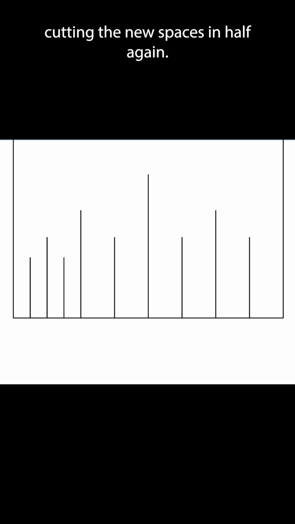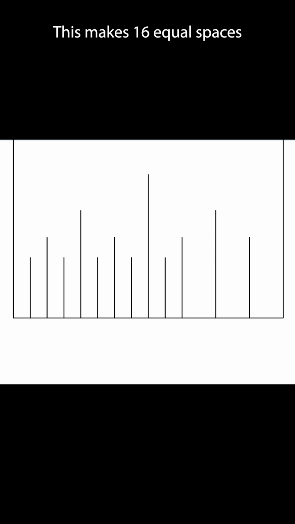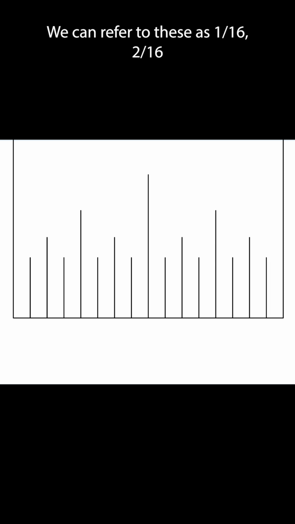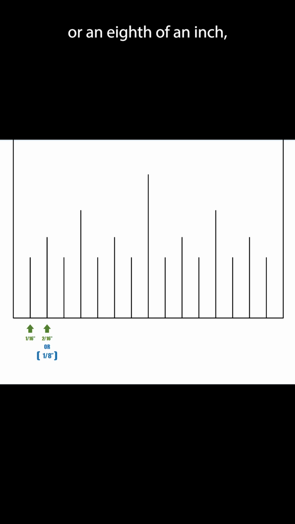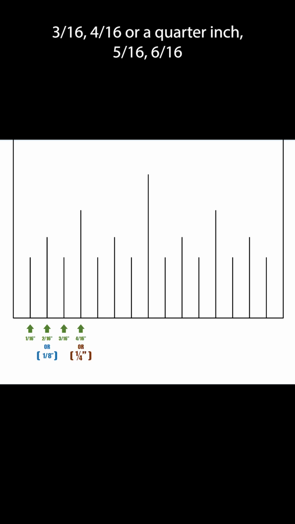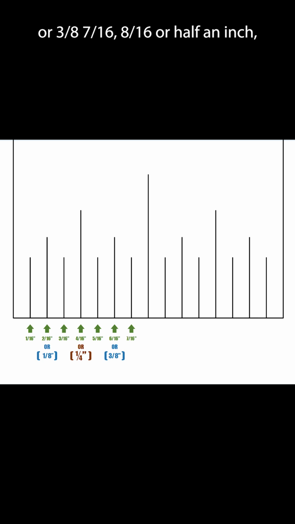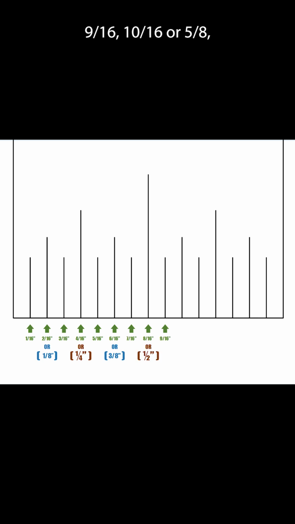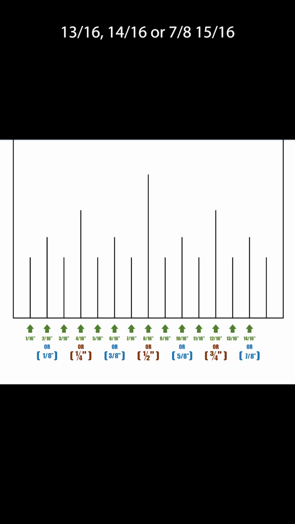This is still not enough, so we carry out the same operation one more time, cutting the new spaces in half again. This makes 16 equal spaces, or 1/16 of an inch. We can refer to these as 1/16, 2/16, or 1/8 of an inch, 3/16, 4/16, or 1/4 inch, 5/16, 6/16, or 3/8, 7/16, 8/16, or 1/2 inch, 9/16, 10/16, or 5/8, 11/16, 12/16, or 3/4, 13/16, 14/16, or 7/8, 15/16, and finally, the last 16th is the next inch. And as you can see, all the numerators are odd.